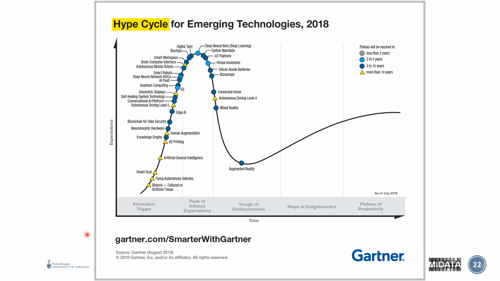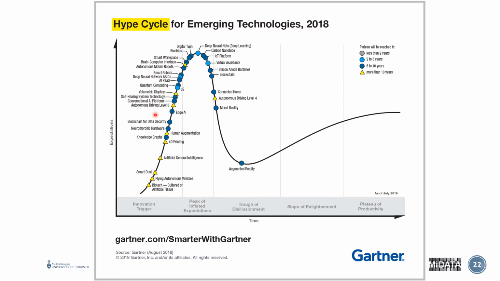You have the innovation trigger, so the start, the peak of inflated expectations. So you're thinking, oh my God, this is going to be amazing. It's going to solve all our problems. And then the trough of disillusionment, which means like, oh God, it's not that great. And then you have the slope of enlightenment, which means that, oh, we're starting to figure out how to use this and make good use of it. And then the plateau of productivity is now we're using it.